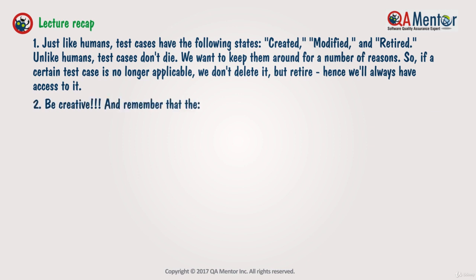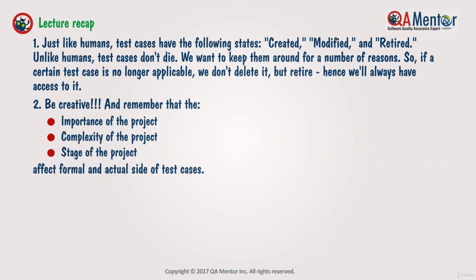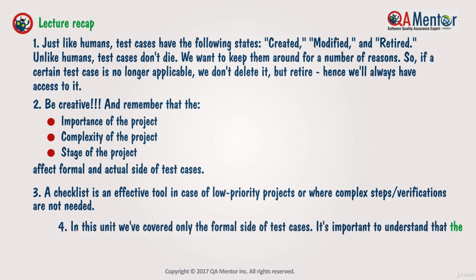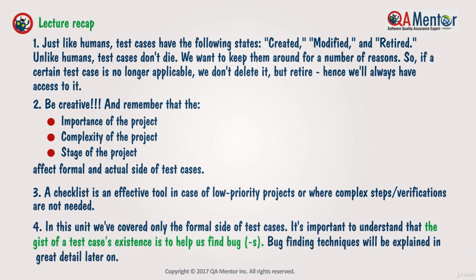2. Be creative and remember that the importance of the project, complexity of the project, and stage of the project affect the formal and actual side of test cases. 3. A checklist is an effective tool in the case of low-priority projects or where complex steps or verifications are not needed. 4. In this unit, we've covered only the formal side of test cases. It's important to understand that the gist of a test case's existence is to help us find a bug or bugs. Bug finding techniques will be explained in greater detail later on.